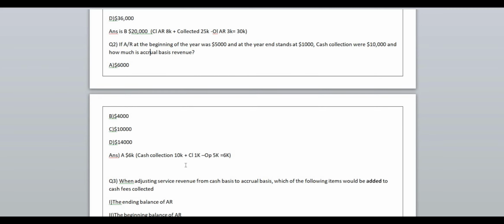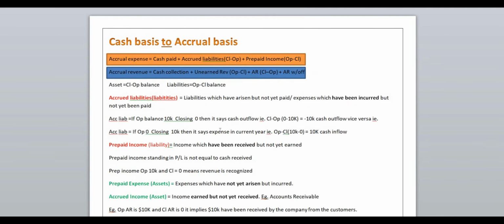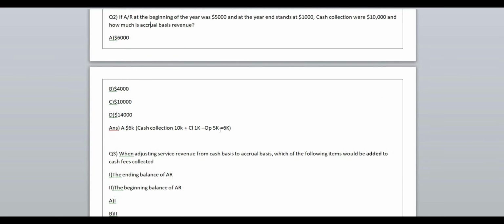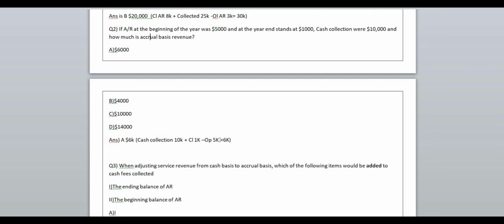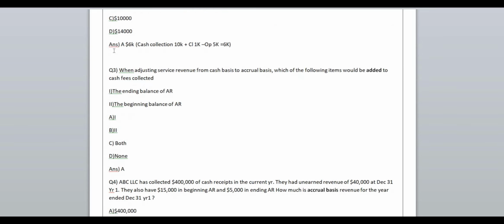Closing 1,000 minus opening 5,000, add cash collection 10,000. This is the formula, closing minus opening. So we did closing minus opening and added cash collection of 10,000. So the answer is 6,000. It's very simple. So coming to the next one, when adjusting service revenue, it's revenue. So for assets, closing minus opening. Let's see the question: from cash basis to accrual basis, which of the following items would be added?